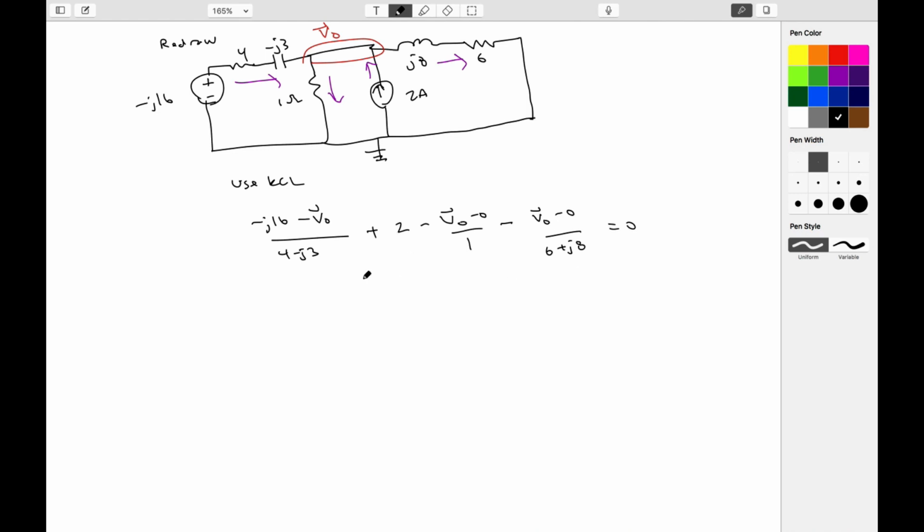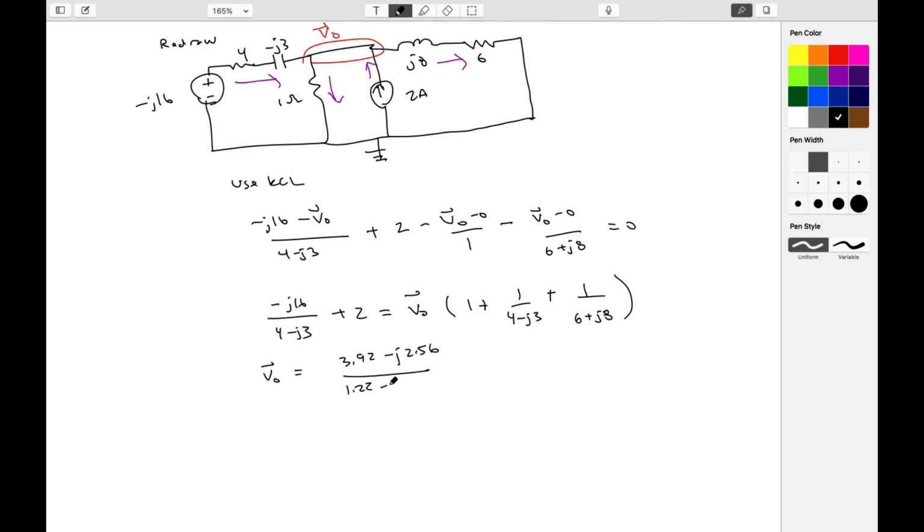Okay, and what I can do is pull all the V naught stuff to one side and keep all the things that have nothing to do with V naught on the other side. So I get minus j16 over 4 minus j3 plus 2 is equal to V naught times 1 plus 1 over 4 minus j3 plus 1 over 6 plus j8. All right, so I get V naught is equal to 3.92 minus j2.56 divided by 1.22 plus j0.04.